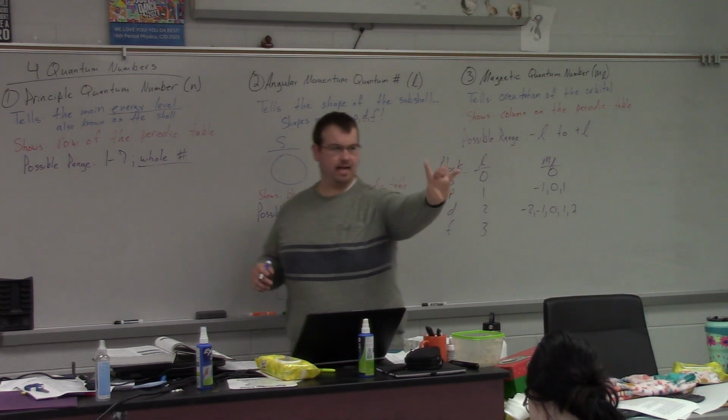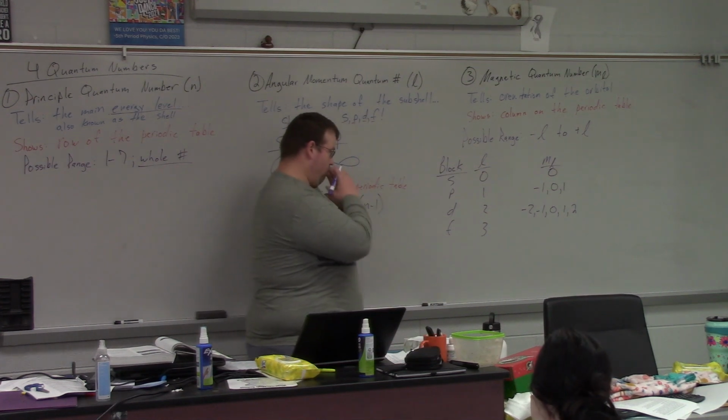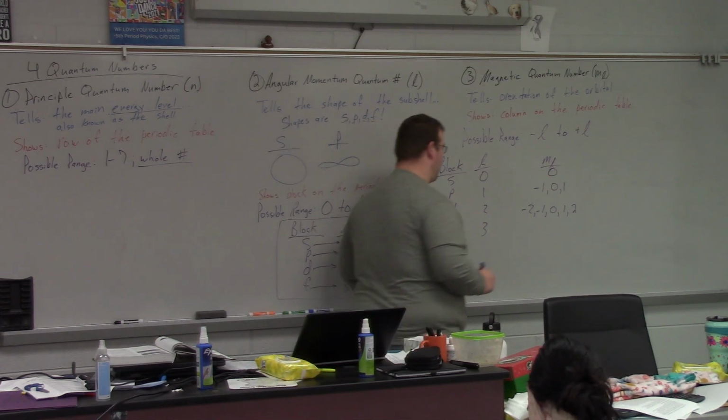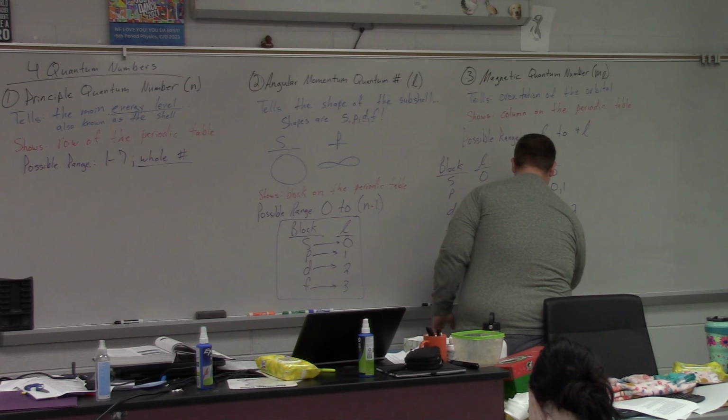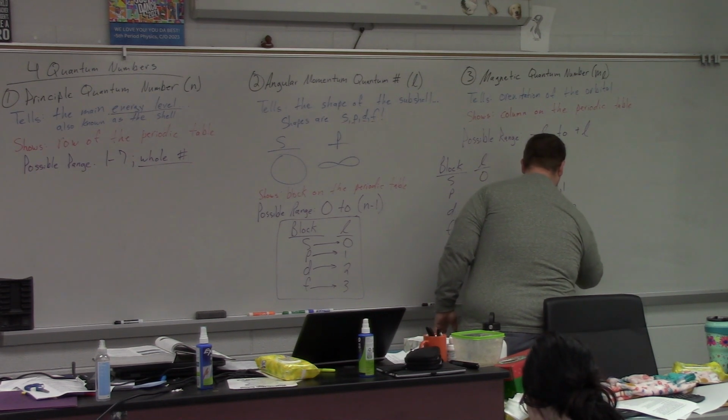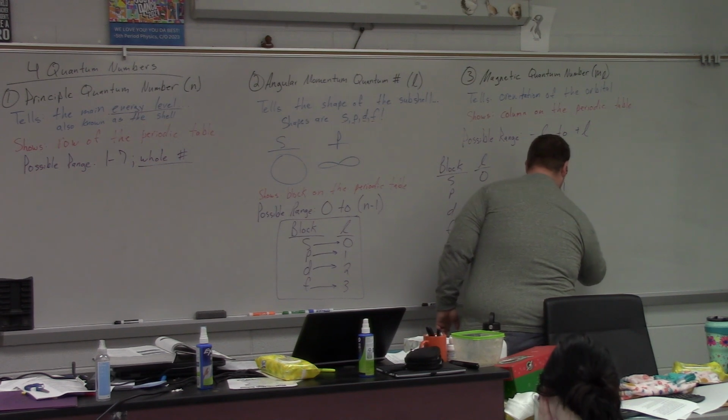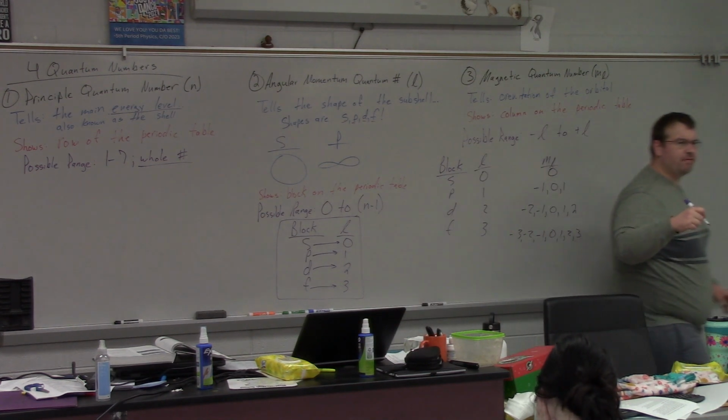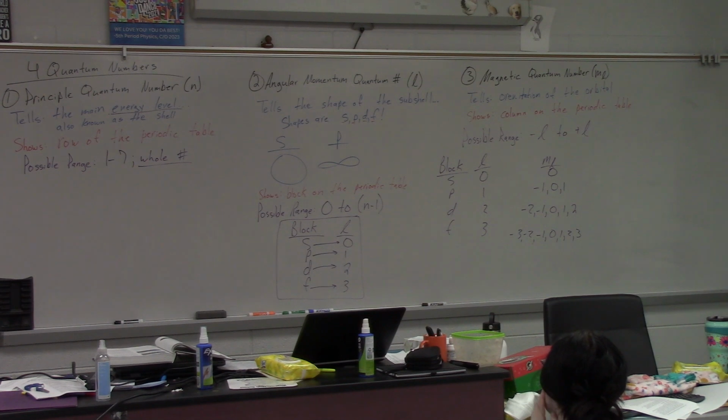Look, F, right? F is 3. Negative 3 to positive 3. Negative 3, negative 2, negative 1, 0, 1, 2, 3. How many dashes were in the F? 7. My gosh! It matches up!